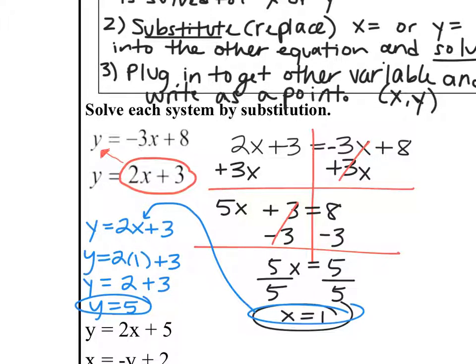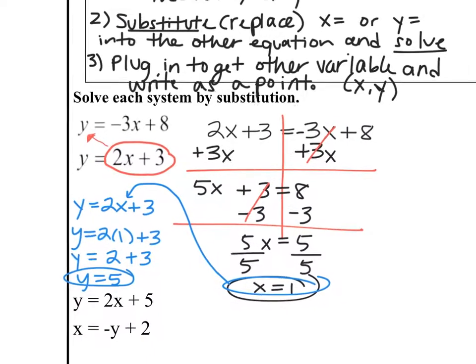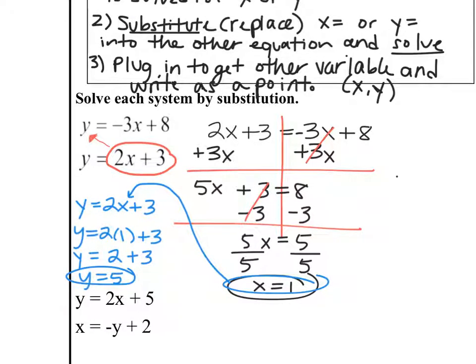So you get the first variable, plug in for the second one. Let's write our final answer as a point because it's a graph after all. 1, 5. That's your final answer.